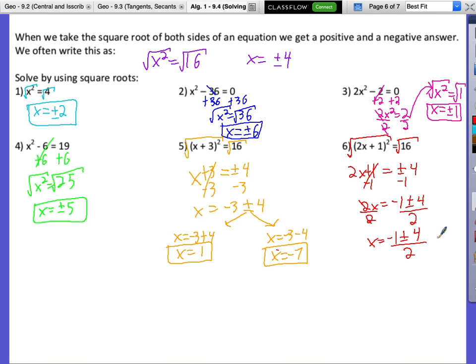Okay. So now, what are we going to do with this plus or minus so we can actually get our two answers? Okay, hold up, Mr. Russell. So you subtracted 1 to the other side? Yep. Okay, yes, you did.